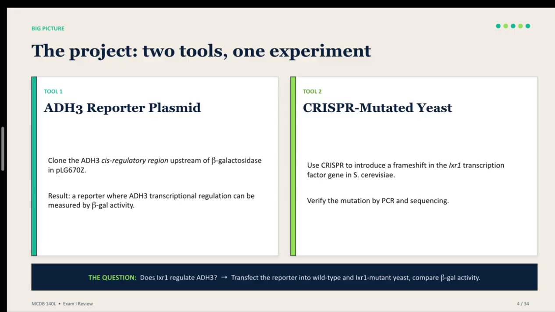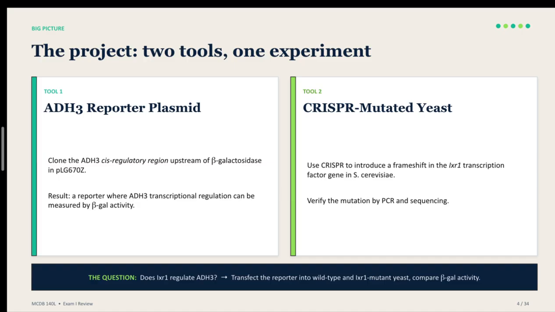The point of the first tool is to isolate the ADH3 promoter by PCR from the yeast genomic DNA, and then you can ligate it upstream of the beta-gal in our PLG670Z. The ADH3 transcription will drive beta-gal expression. The reason we're doing this is that the same promoter that's driving ADH3 is also driving beta-gal, but beta-gal is a lot easier to assay and measure. One of the important assumptions here is that this regulation is transcriptional, and I think it's important to make that clarification too, like why specifically we're looking at what we are looking at.